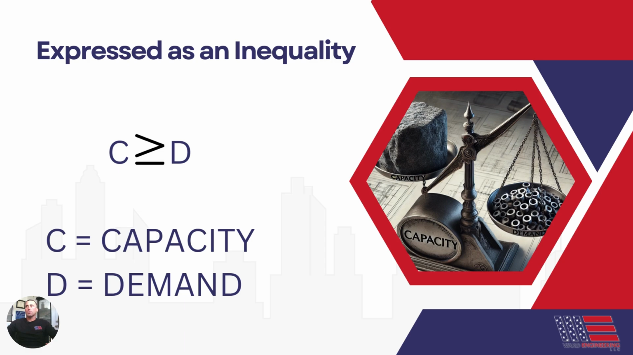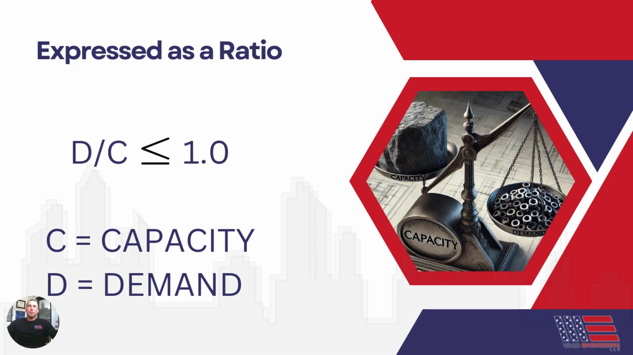Capacity greater than or equal to demand. And if you want to take that same statement and express it as a ratio, which is how I do it in my work most typically, I'd put it as demand divided by capacity has to be less than or equal to 1.0. In other words, if you took the weight of this demand, divided by however much this capacity weighs, that has to be less than 1.0. And we'll see this used in an example problem later on.